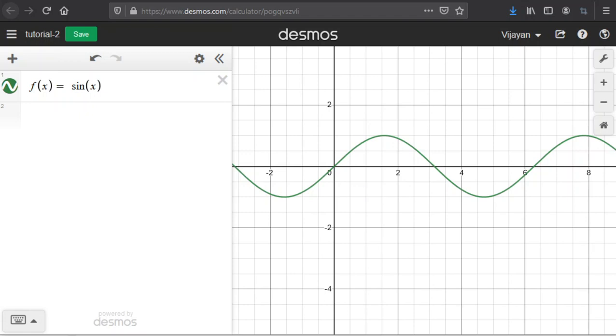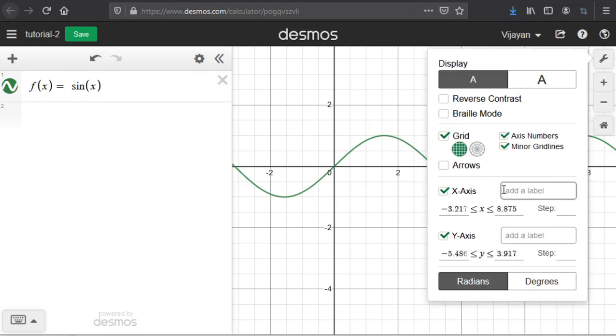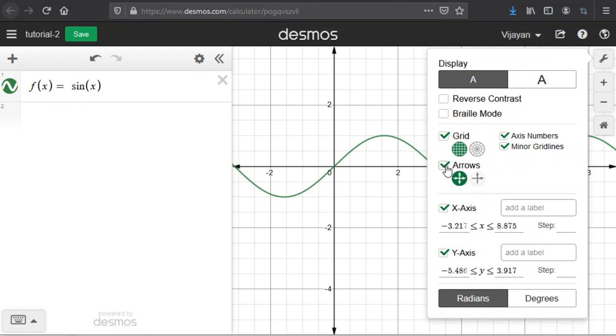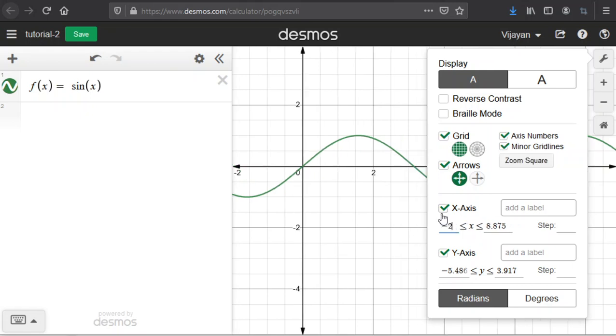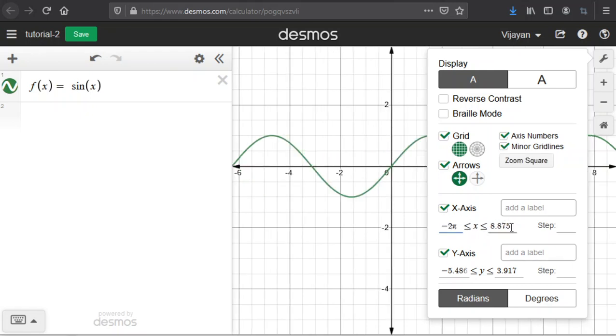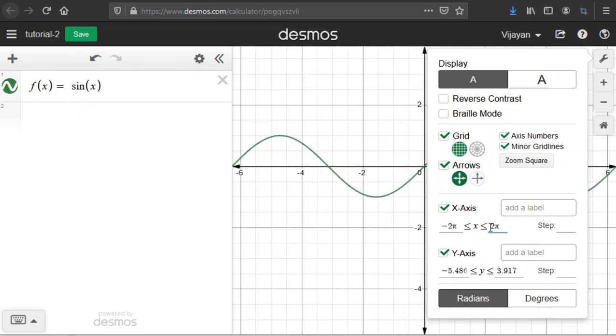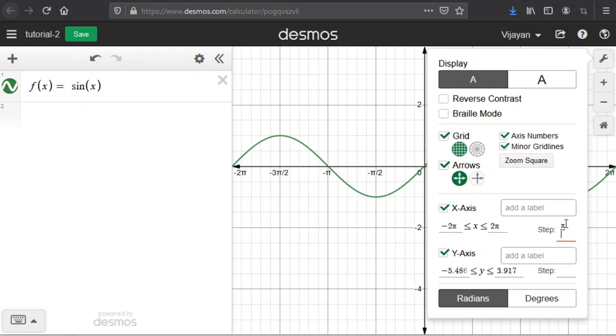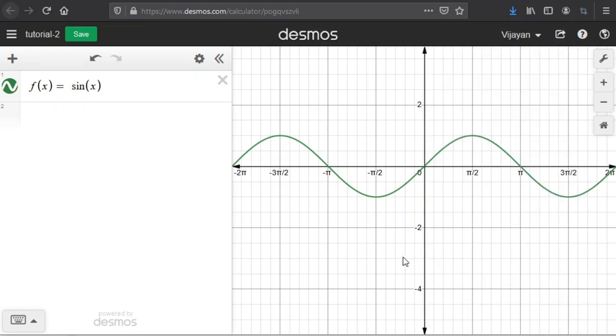So what we will do, we will go to the settings and here first of all we will choose the arrow. Then in the x-axis part, we will write minus 2 pi. It will start with minus 2 pi and go up to 2 pi. And the step that I want to choose is pi by 4. That is, the graph will be divided into pi by 4 sections. And I click OK outside.